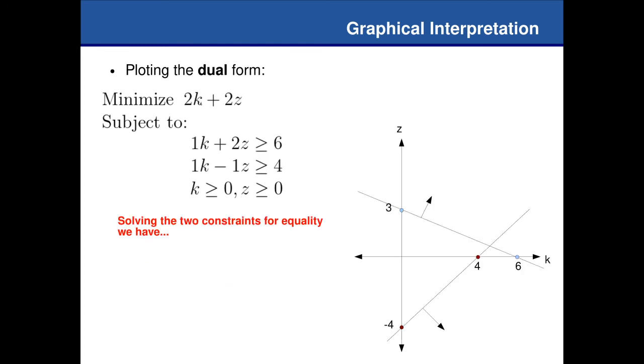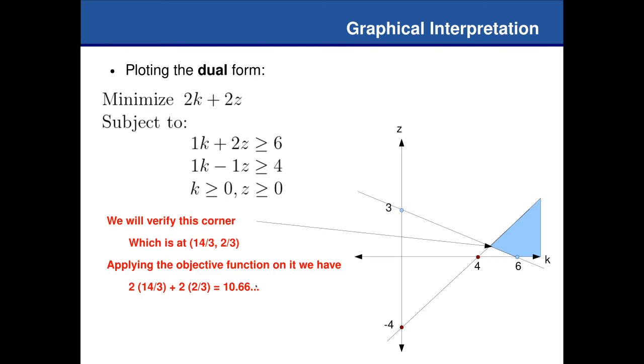And my dual will provide the same result for the best value of k and z. Again, take a look, 10.666. So what is interesting here is you can either solve your primal or your dual when it comes to linear optimization problems. You know what's interesting?